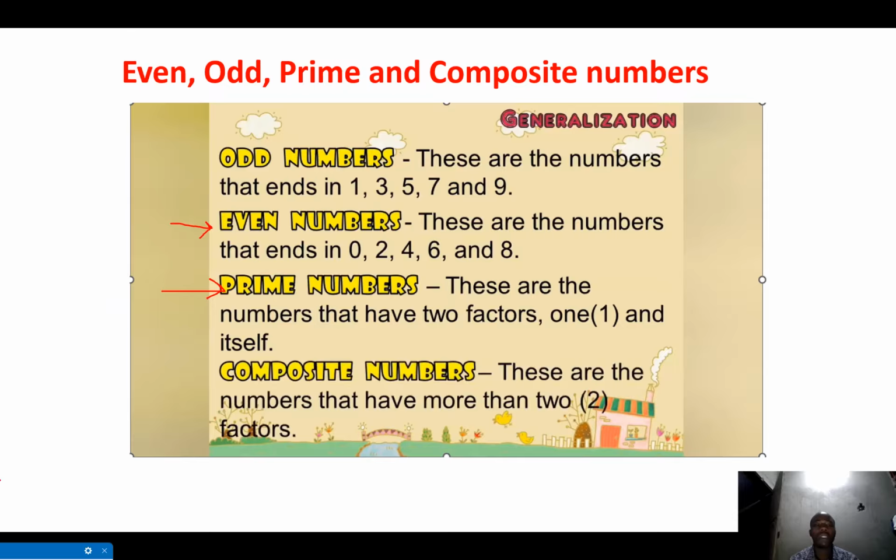Lastly, we look at composite numbers in the last part. Composite numbers are numbers that have more than 2 factors. So, we have seen prime numbers. Now the first 2 factors will be 1 and itself, then there must be the other factor or factors. So any number that has more than 2 factors will be regarded to be a composite number.